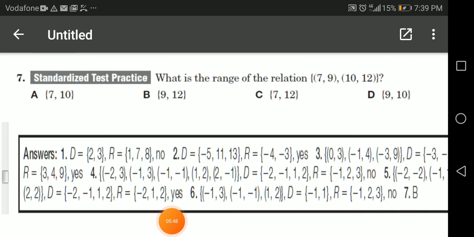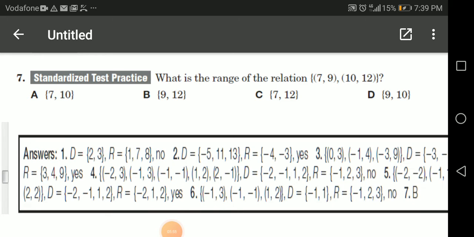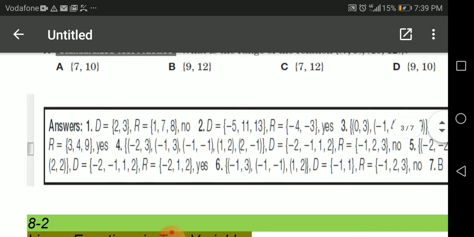Okay, we got here another question. What's the range of this relation? So the range we are talking about here, the y coordinates 9 and 12. So the answer will be B, 9 and 12.